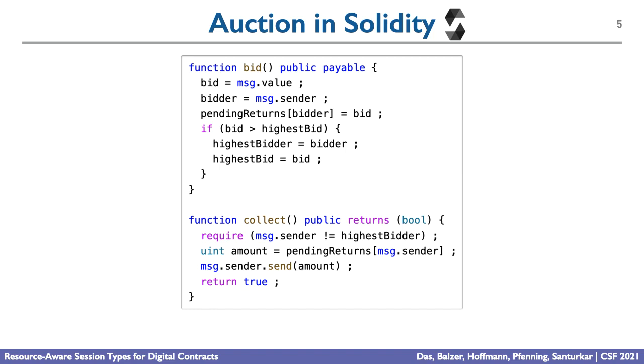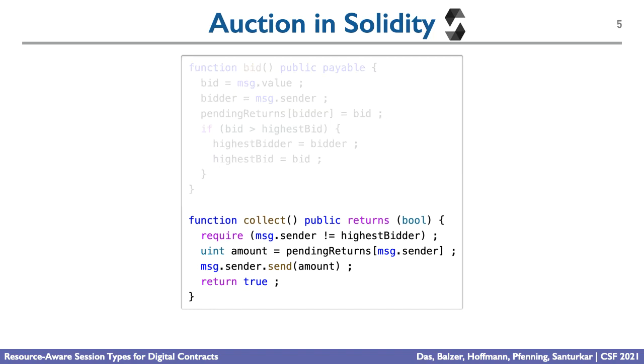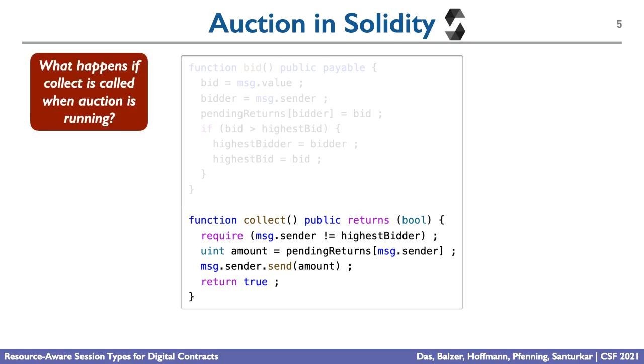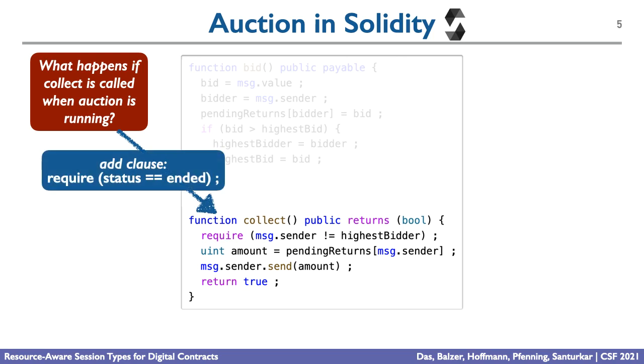So if we turn our attention to this collect function for just a second, I'm claiming that there are actually several bugs in this code. Let's take the first example. What happens if collect is called when the auction is still running? Clearly nothing in the code prevents this from happening. So it's up to the programmer to add a clause that requires that status must be ended at this point. But the language has no way of recognizing this protocol violation.